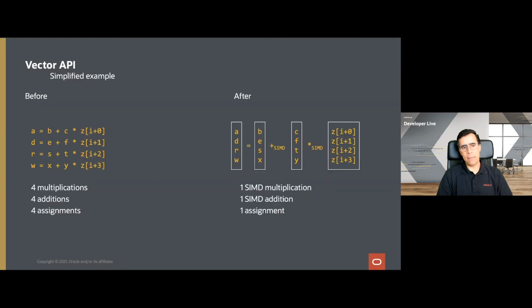Here's a conceptual example. If the same operation will be executed on a group of values, it might be possible to load those values into vectors and execute the operation on the complete set. In this example, rather than needing 4 multiplications, 4 additions, and 4 assignments, we can get to the same result using SIMD instructions for 1 multiplication, 1 addition, and 1 assignment.